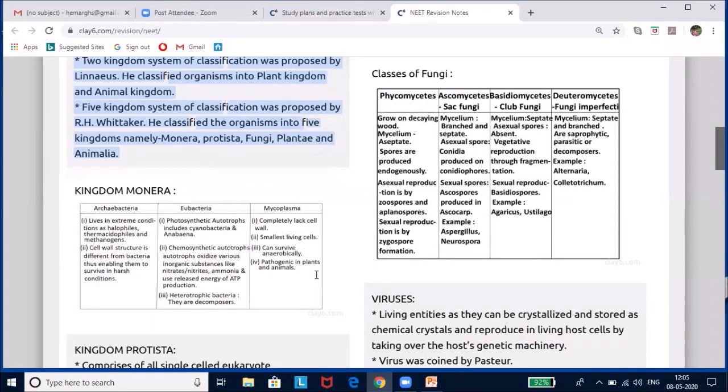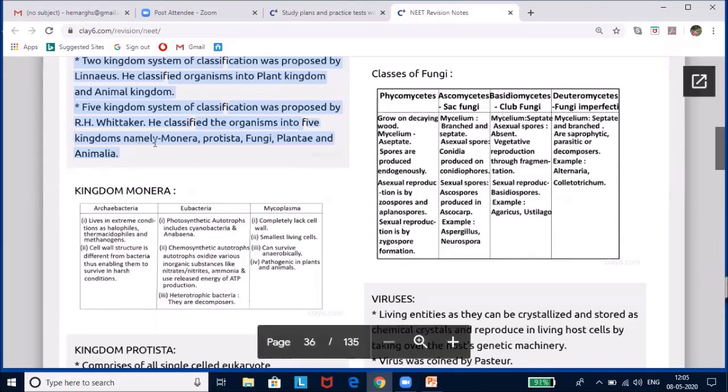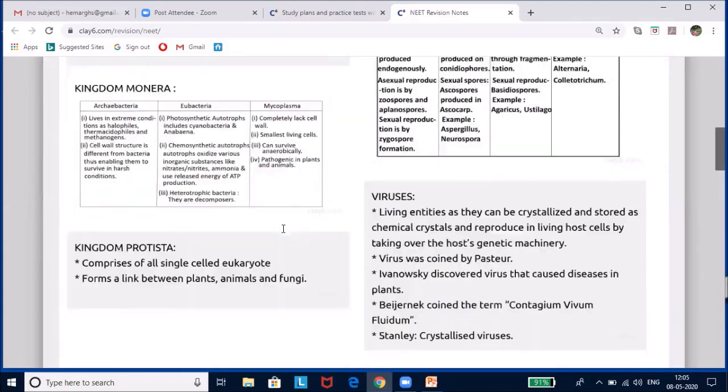Now let us get back to kingdom Monera. Kingdom Monera includes all prokaryotes. So you know what prokaryotes are. It is divided broadly into Archaebacteria and Eubacteria. I have also included Mycoplasma because Mycoplasma does not belong either to Archaebacteria or Eubacteria, but still it is placed under kingdom Monera.